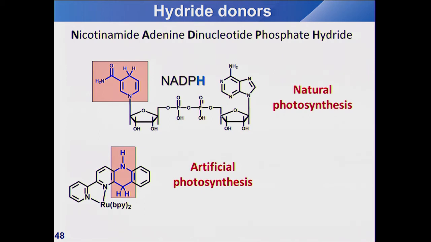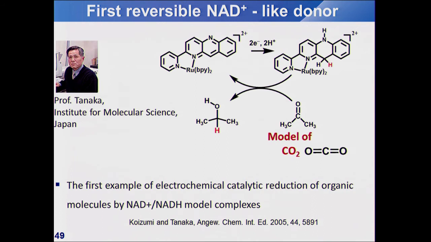So again, we're using similar structural motifs, but more simple systems than nature does. Another of our collaborators, Koji Tanaka in IMS at that time, found that he can produce a hydride donor like this one by using an electrochemical method. The nice thing about this type of hydride donors, he found that he can use these donors to reduce organic molecules, such as this one, which is called acetone. And we're very curious about this because this molecule has a very similar motif to the one that carbon dioxide has.